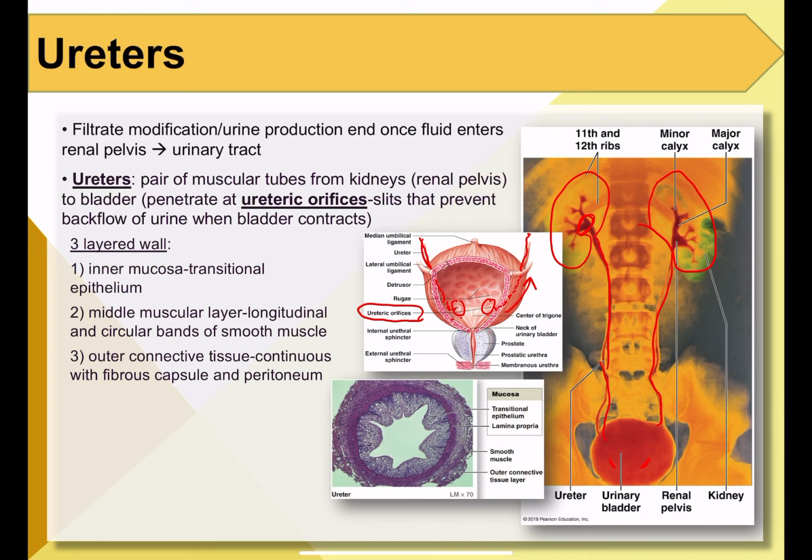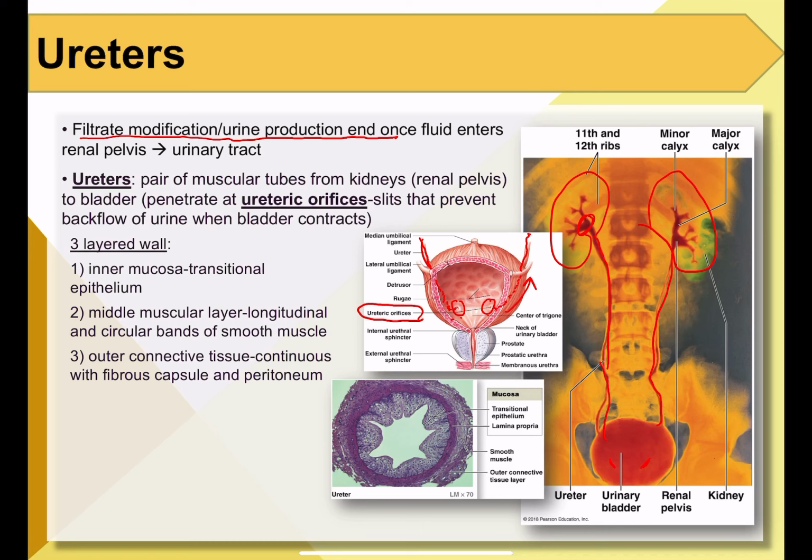By the time urine has reached this area, no more filtration or urine production is happening any longer. This is coming right out of the kidney, and it is the kidneys that do all that filtration process and produce urine. The ureter, bladder, and urethra are all just hollow organs that allow for transportation and storage of urine. That's why here it says filtrate modification and urine production end once urine enters from your kidney into your urinary tract. So all these organs are considered your urinary tract.